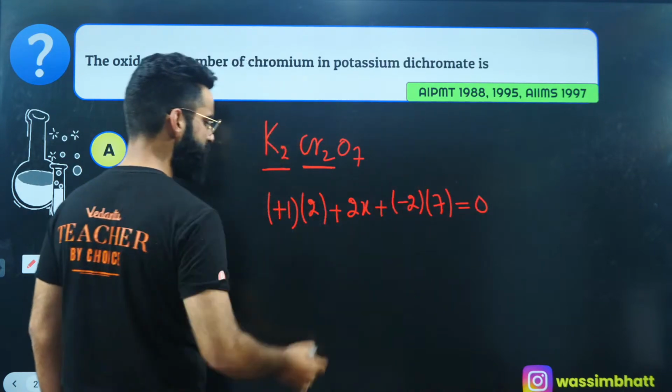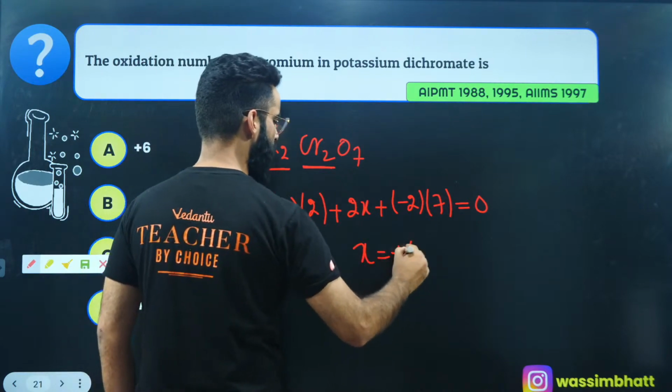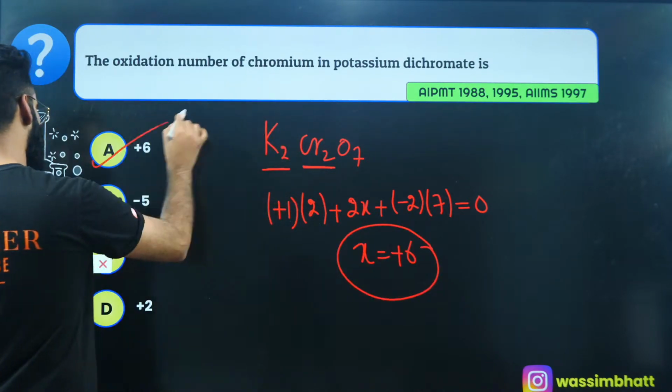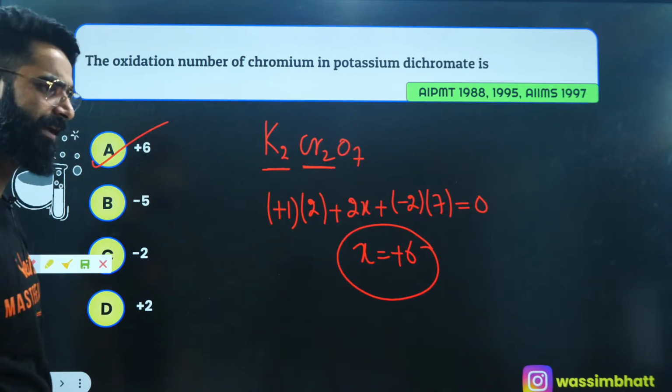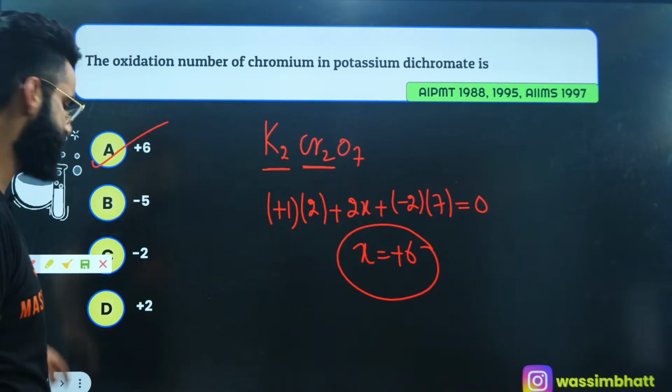Net charge is 0, right? When you solve this, you get the value of X over here as plus 6. So plus 6 is basically the oxidation state of chromium in potassium dichromate, right? I'm sure it's again clear to you. Absolutely, guys, you all are perfectly right. Yes? Exactly.